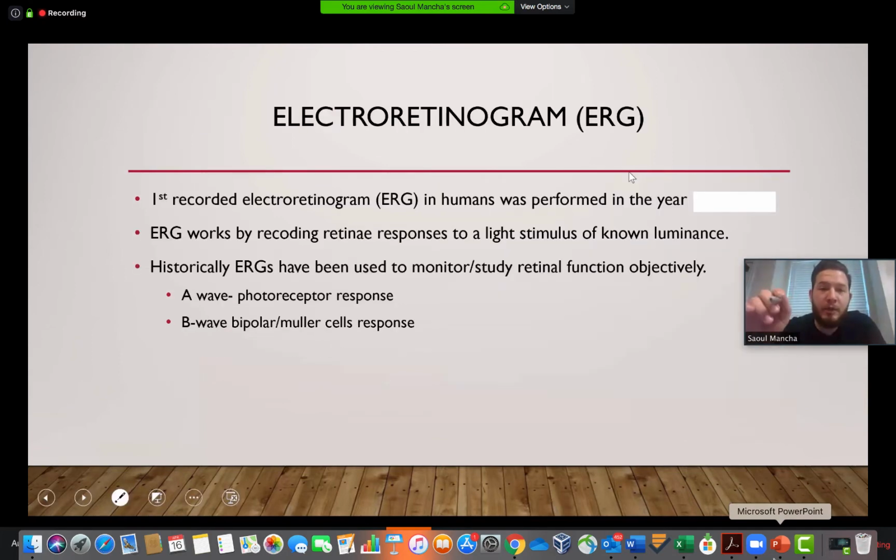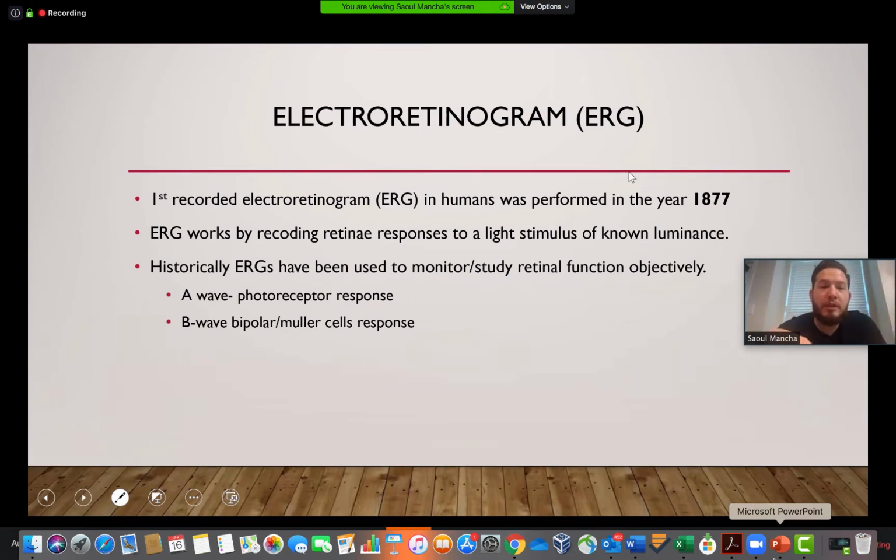The next one, the electroretinogram. If anybody wants to shout out when they think the first electroretinogram was performed on a human, what year would y'all guess? Again, this is a lot easier in a lecture hall because people can just shout out the answer. But this answer is 1877. So this is even further back. This is more than 100 years old technology that we knew we could record and track. Granted, nowadays it's a lot more sophisticated than what it was prior.